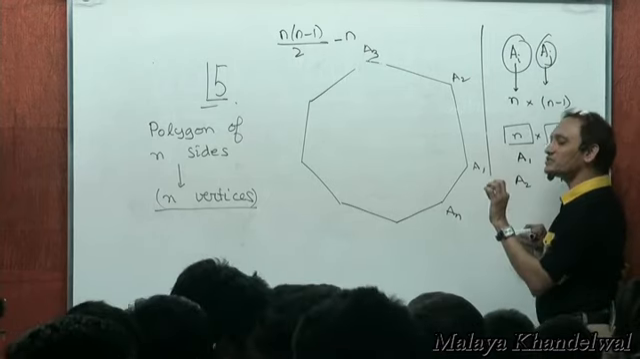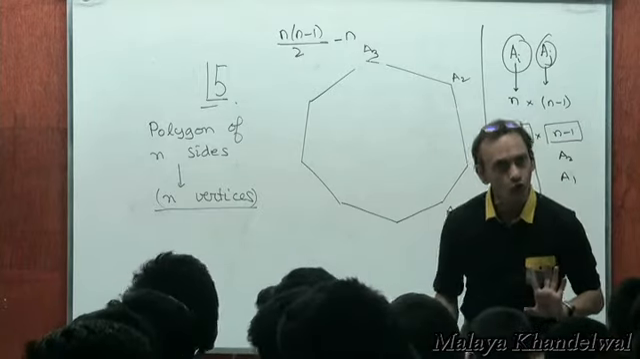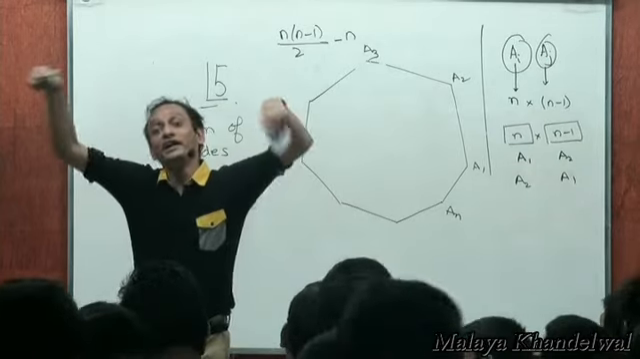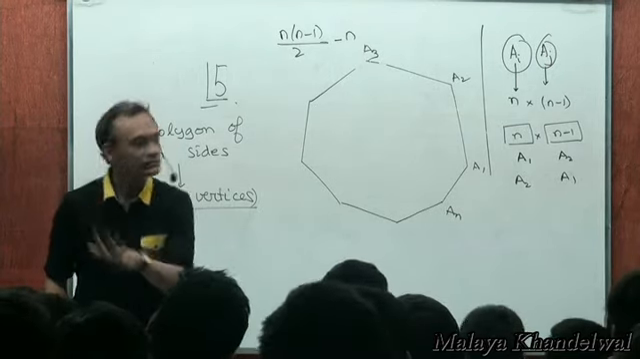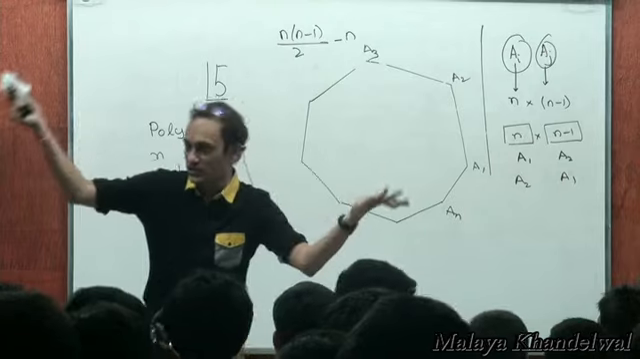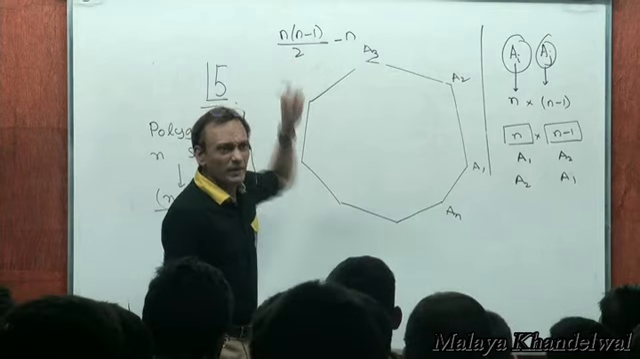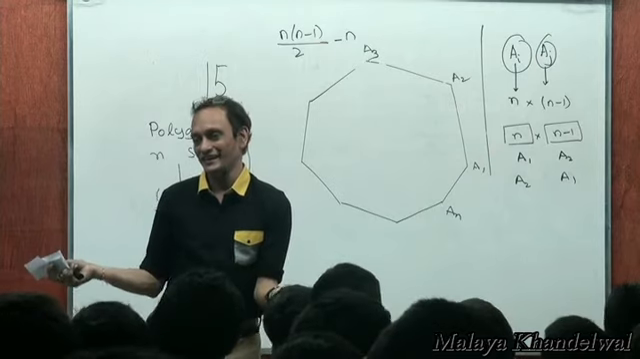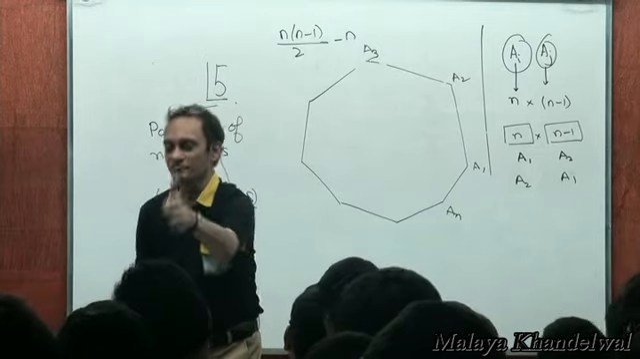So this n into n minus 1 represents, for example, A1, A2 as well as A2, A1, but only one is relevant. So I divide by 2 to get the required count. N into n minus 1 by 2 is the number of ways in which any two vertices could be joined. But this also includes the n sides. It also includes A1, A2, A2, A3, A3, A4, because the join of any two vertices is what I have got by n into n minus 1 by 2. And this includes n sides, but the n sides are not diagonals. So I remove n from this count, then I get the diagonals. N into n minus 1 by 2 minus n will give me the number of diagonals.